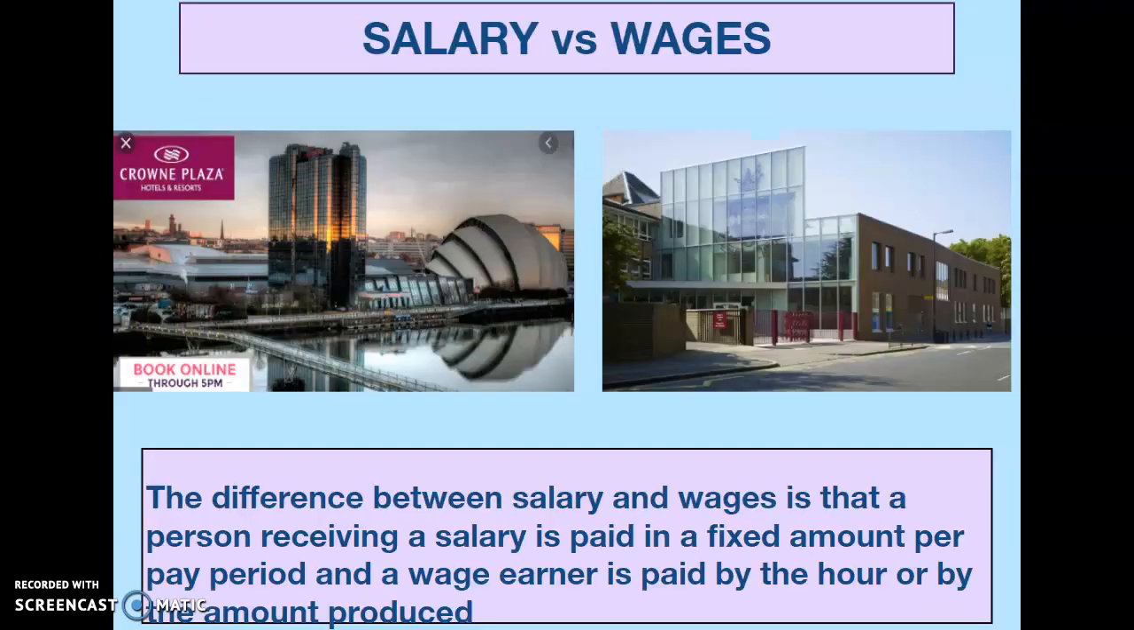The difference between a salary and a wage is that a person receives a salary that is paid in a fixed amount per pay period, and a wage earner is paid by the hour or by the amount produced. These here are two pictures of jobs that I've done in the past when I used to work in Glasgow in this lovely, amazing hotel that you can see here. I used to earn a wage, and now that I work at St Saviour's and St Olave's, I receive a salary.